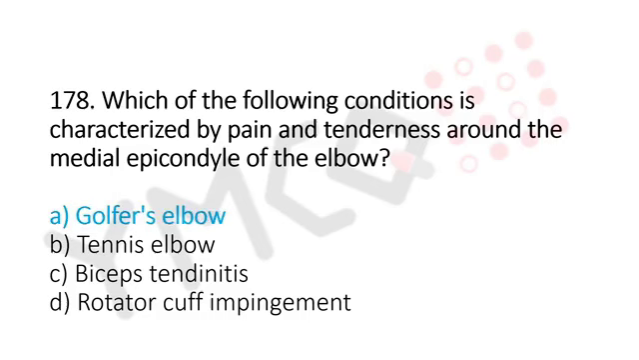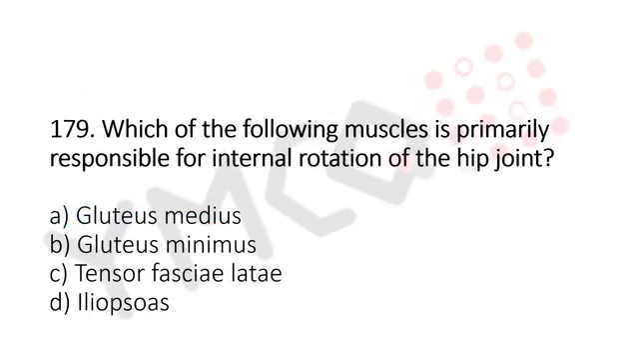Now let's move to question number 179. Which of the following muscles is primarily responsible for internal rotation of the hip joint? Option A, gluteus medius. Option B, gluteus minimus. Option C, tensor fascia lata. Option D, iliopsoas. And the answer is option B, gluteus minimus.